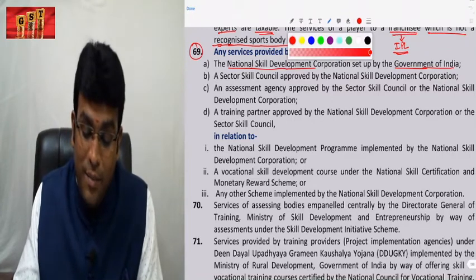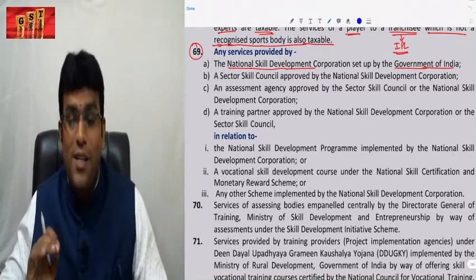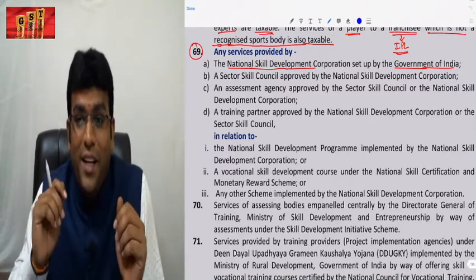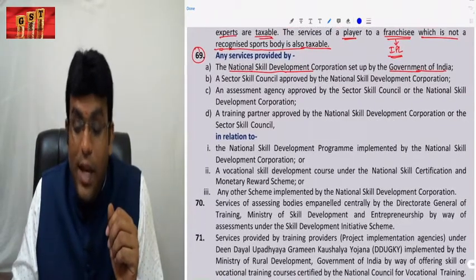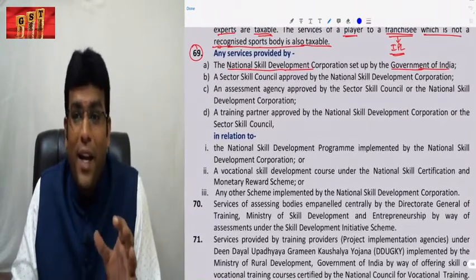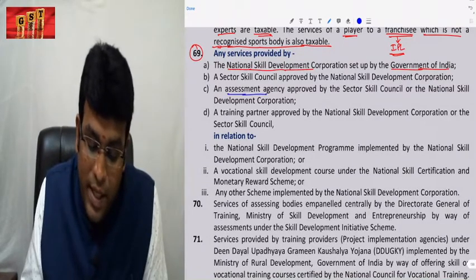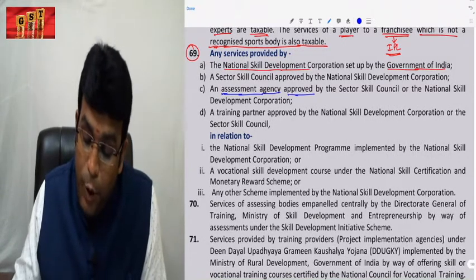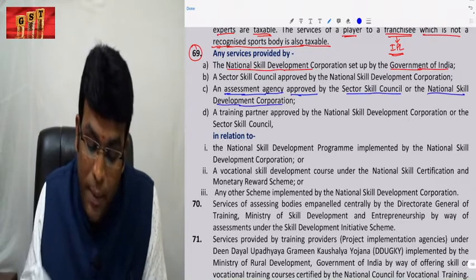In India, we have got something called Ministry of Skill Development, which is working extensively towards making some skill development in India for the purpose of ensuring that unemployed youth get employed. That is the whole idea behind skill development activities. Then, an assessment agency approved by Sector Skill Council or National Skill Development Corporation.